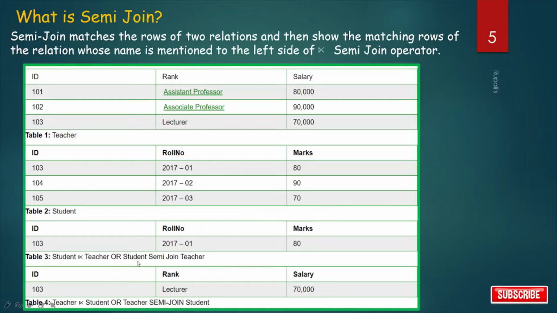And if I want to do the opposite, meaning teacher semi-join student, which one is common? This 103 row. And the left side of this semi-join operator is the teacher table. So you have to fetch that row from the teacher table. So in the teacher table, it is 103, lecturer, and the corresponding salary 70,000. So this is the output.